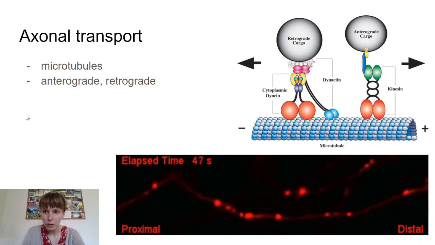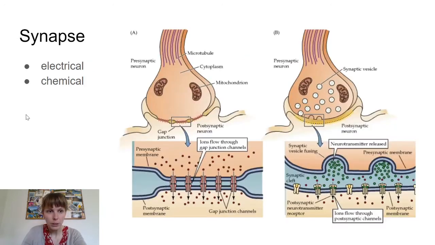So axonal transport is pretty important, and when you go along the axon, at the end you reach the place which is called the synapse. So here you see the microtubules, and this is the end of the axon. This is the synaptic button. So it sort of looks like a button a little bit.